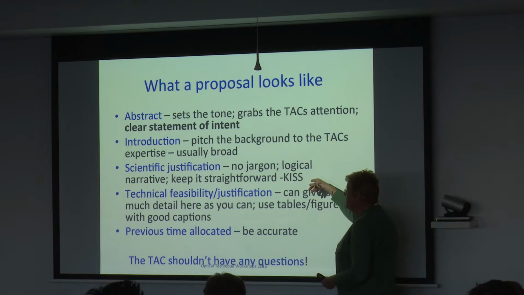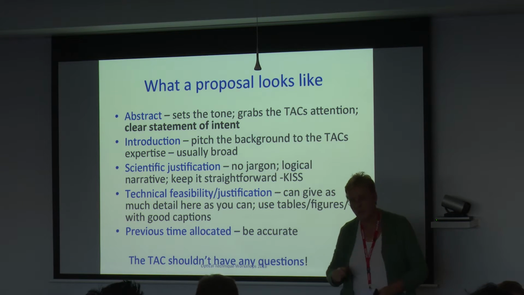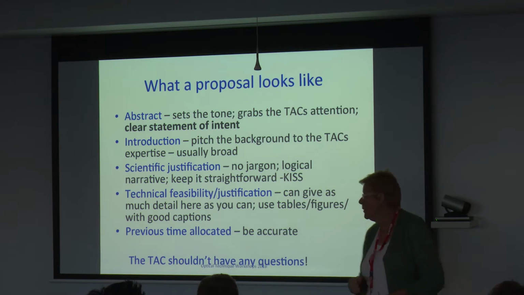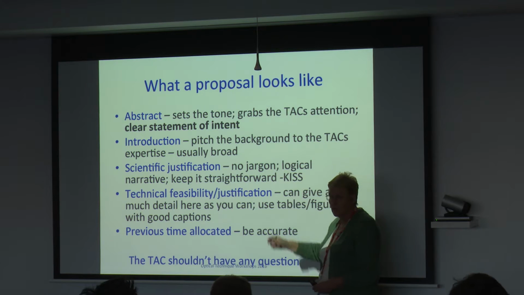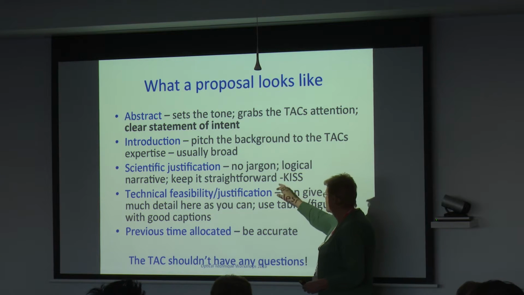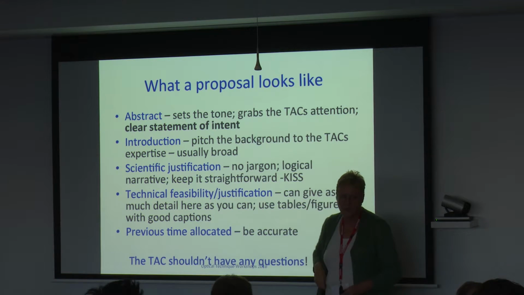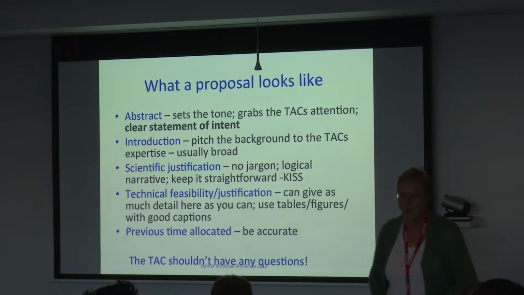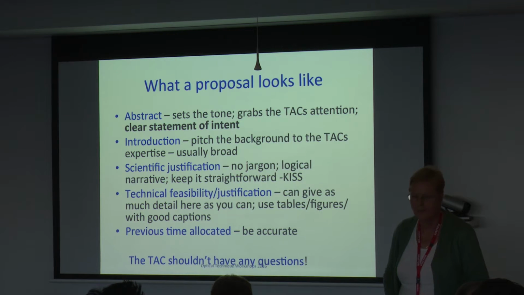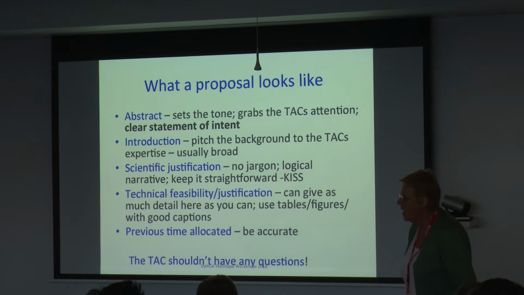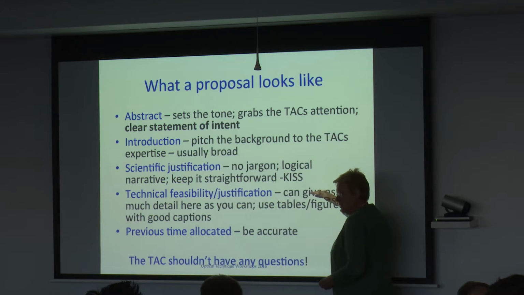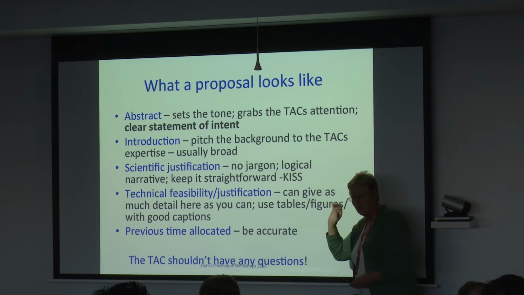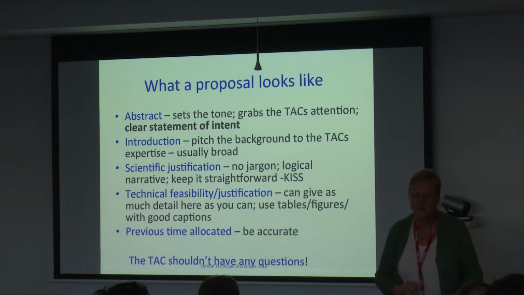Scientific justification is your opportunity to actually go through the detail of what you're going to do. You've got to knock the jargon out, as far as possible. You've got to have a logical narrative, make it straightforward, and the KISS principle is very good, which is usually interpreted as keep it simple, stupid. So this is your place to actually spell out how the experiment is going to work. There's also the technical section, and you should be careful to give as much detail in there as you can.